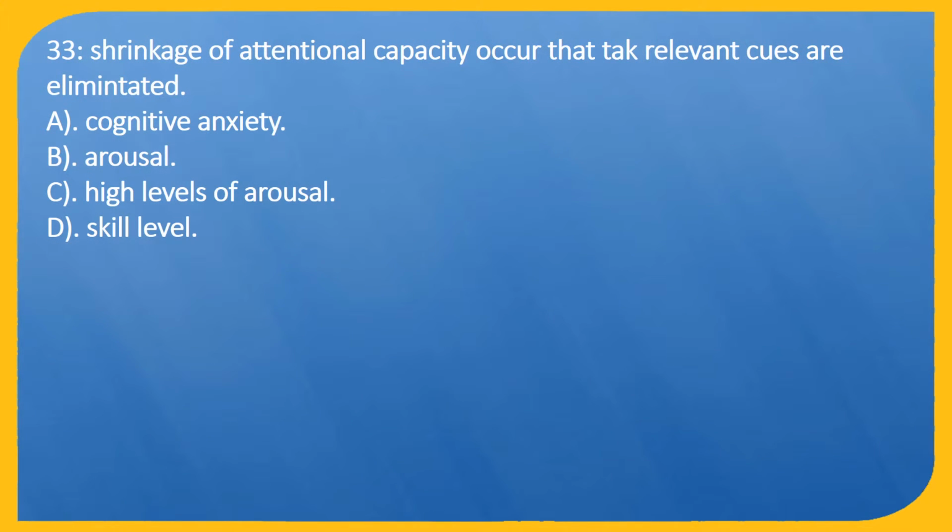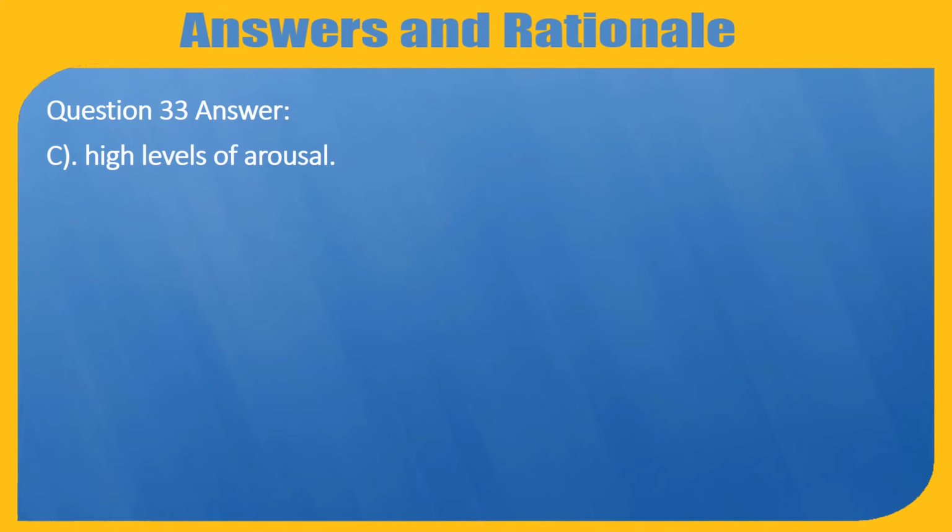Question 33. Shrinkage of attentional capacity occurs so that task-relevant cues are eliminated. A. Cognitive anxiety. B. Arousal. C. High levels of arousal. D. Skill level. Question 33. Answer. C. High levels of arousal.